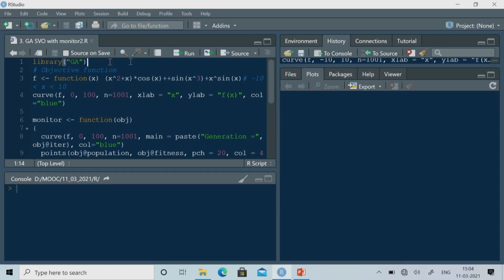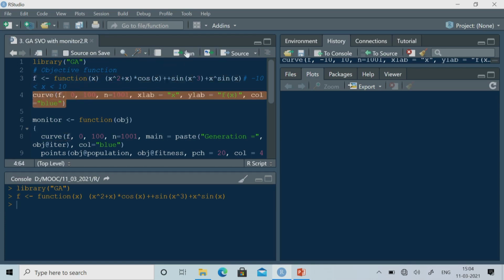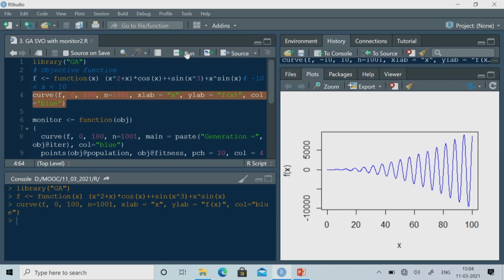Let us execute the first line. I have included the library here, and then you run the second line, that is the function actually, and then I can plot the function using the curve function. I am just plotting it. You can see that there are several optimal solutions, both minima and maxima. These are all maximum points, and one of them is the global optimal solution.